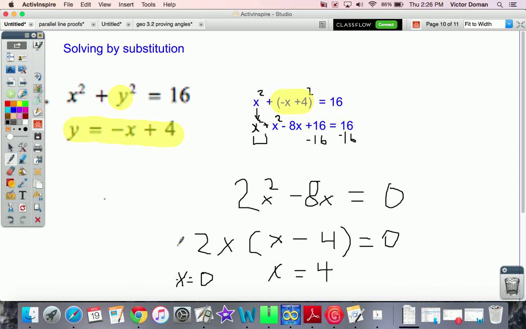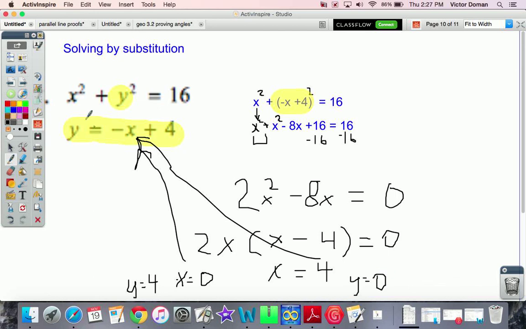Once I have my two solutions, I'm going to substitute them back into the original equation. So I'm going to take 0 and plug it in for x, and I get y equals, when x is 0, y is 0 plus 4, which is 4. And when I plug in 4, I get negative 4 plus 4, which is 0, as my two solutions.